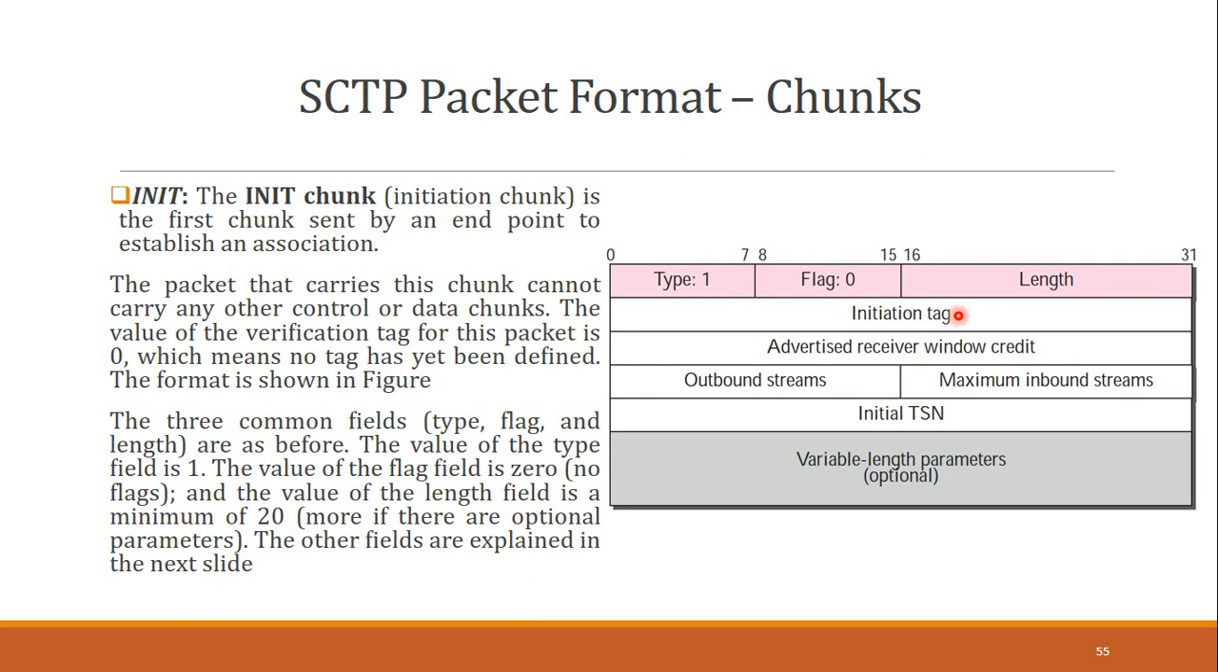Now, we have the advertised receiver window credit. This 32-bit field is used in flow control and defines the initial amount of data in bytes that the sender of the init chunk can allow.